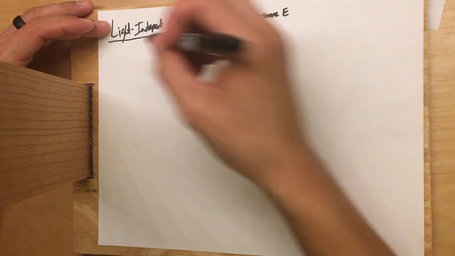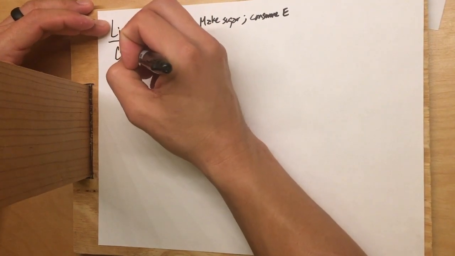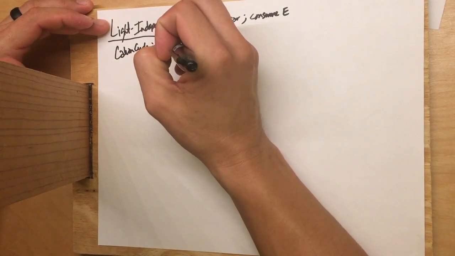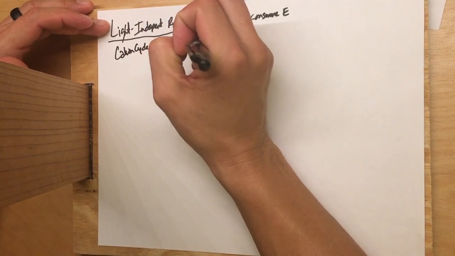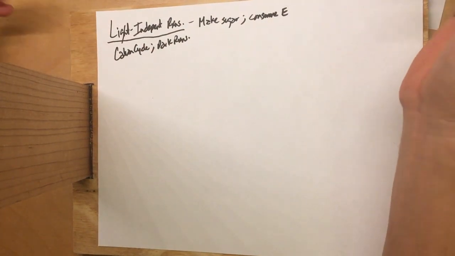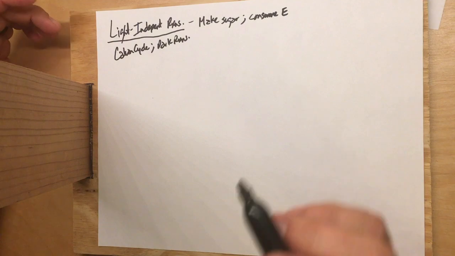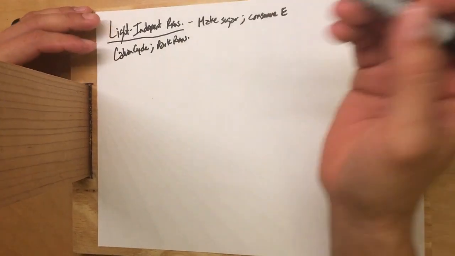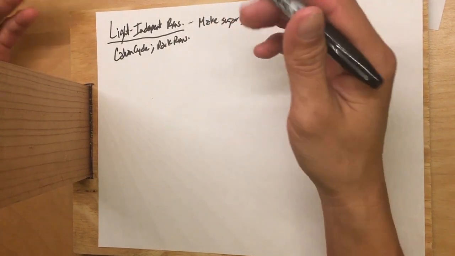And so the light independent reactions are also sometimes called the Calvin cycle. They also sometimes are called the dark reactions, which is kind of misleading because they don't necessarily happen at night or something. They just don't need light. But they do need the products of the light dependent reactions. So this is a cycle. Calvin cycle, light independent, whatever, they're a cycle.